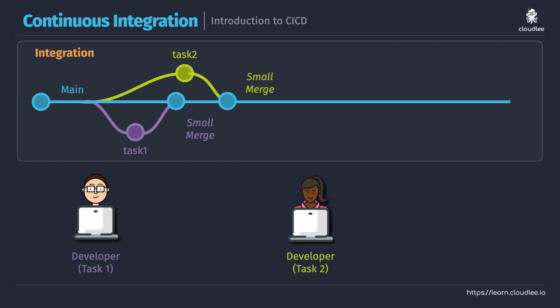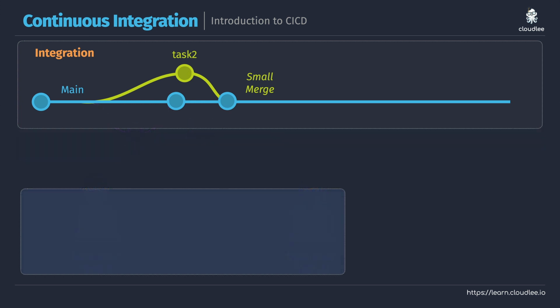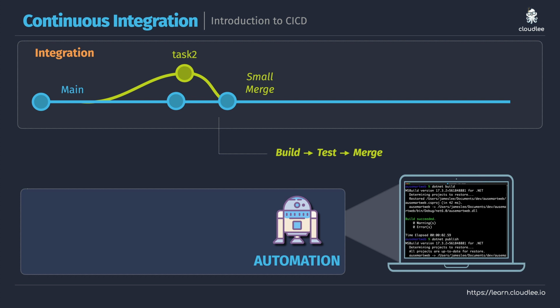Now that's one part of continuous integration. The other part is that, of course, we want to introduce some automation to actually help speed this process up even further. So rather than manually building, testing, and merging that code back in, you're going to use some automation to do so. Now, building and merging, you might consider to be quite easy to actually perform in an automated fashion.